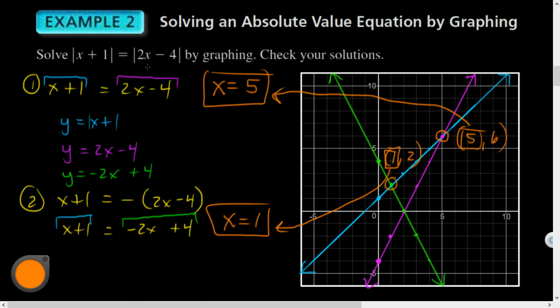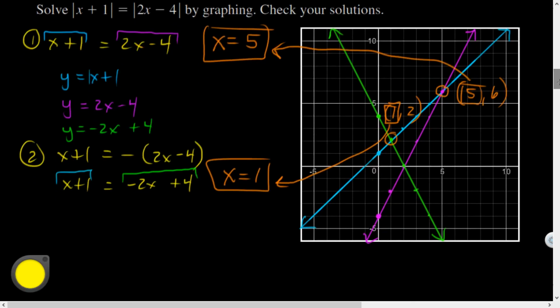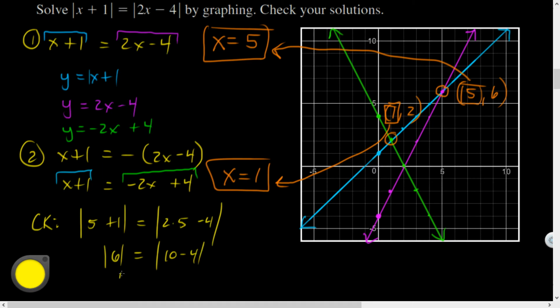And then I can even check our solutions in the original problem. I think it might be worth doing a check this time. This problem's a little bit crazy, with a lot of moving parts. So let's check 5. Is the absolute value of 5 plus 1 equal to the absolute value of 2 times 5 minus 4? That's abs 6. Is that equal to abs 10 minus 4? That's abs 6 equals abs 6.